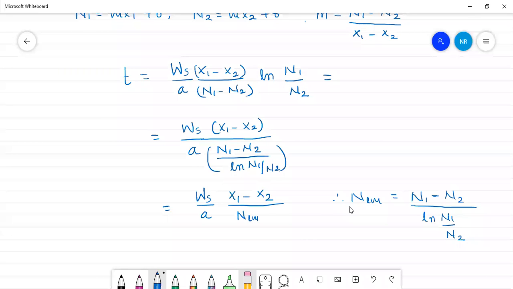This is also a correct one. All of these are correct. According to the example, we have to use this one. So this is one equation for the constant rate period, and one for the falling rate period.